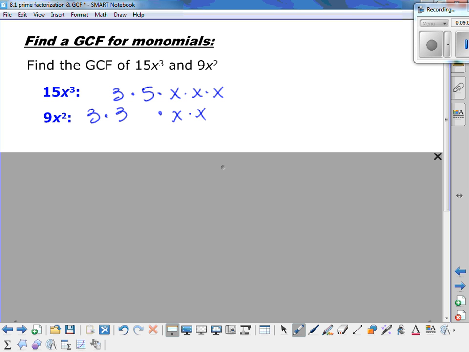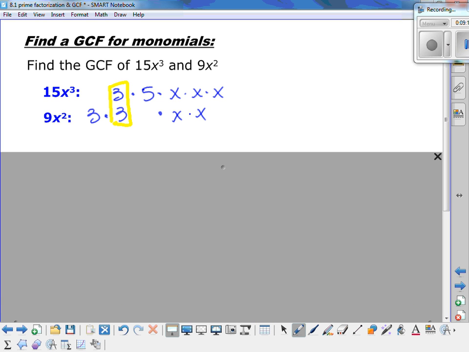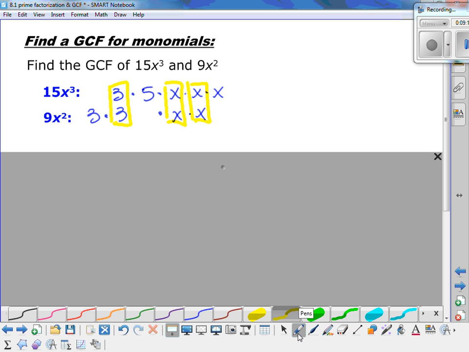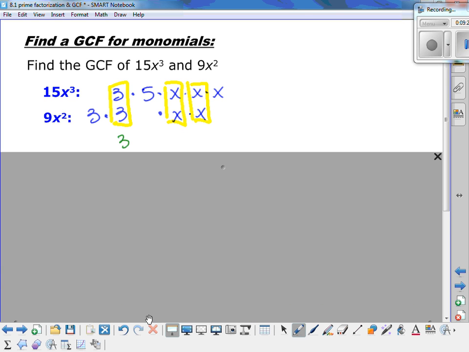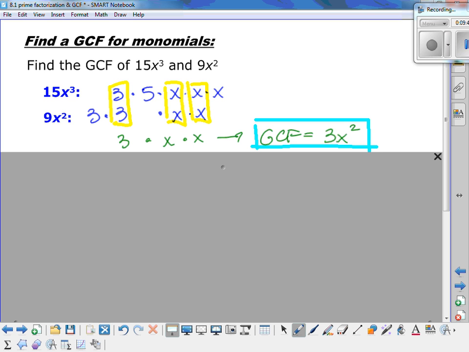So I look at where they're overlapping, where they have the same thing. They both have a 3, and they both have 2 x's. So 3 times x is my GCF. When you guys get more comfortable with these, you'll actually be able to do this in your head. I'm just showing it to you with all the steps so you understand where it comes from, okay? But I know you guys are going to be able to do these in your head before long.